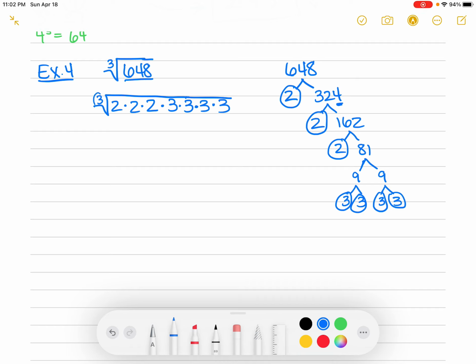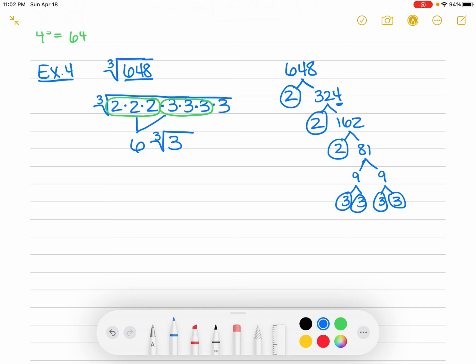Okay, now because we're doing cube root, that means that I need to pull out 3 of each one. So I have 3 2s, and I have 4 3s, but I'm only going to take out 3 of them. So that means I'm going to have a 2 and a 3 come out, and that's going to be 6, right? 2 times 3. And what I have left is the cube root of 3.